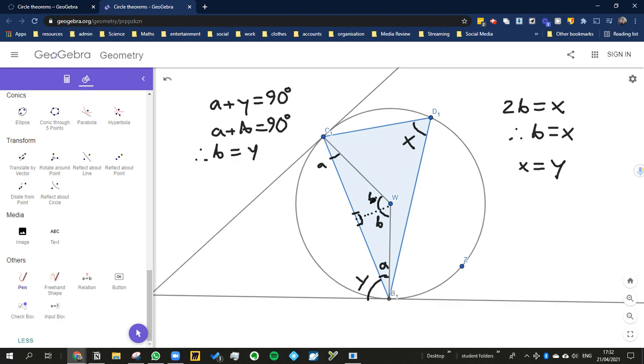And using these triangles here, we can see that A plus Y is equal to 90 and A plus B is equal to 90. Therefore, B must be equal to Y. I then noticed that this is going to be double that, and that's 2B. So 2B is equal to X, so B is equal to half X. So therefore, B is equal to X and B is equal to Y, so X is equal to Y, and that's what we were trying to prove. So that's it.